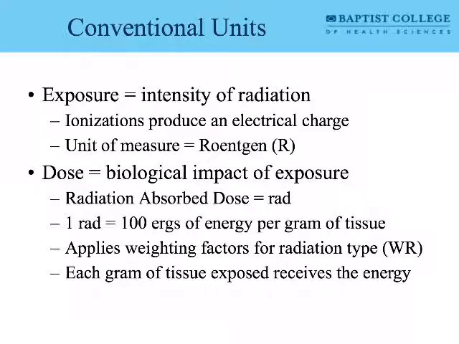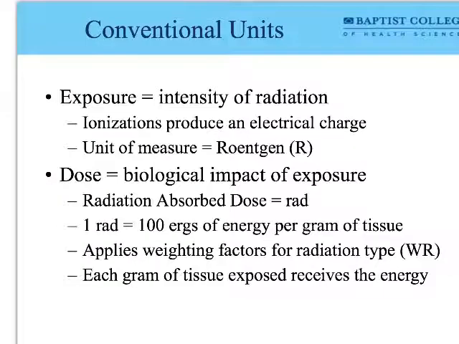So let's start out with these conventional units. Exposure. One of the easiest ways we can think about exposure is it is the intensity of radiation. Exposure is generally measured as an electrical charge in air. So our textbook talks about the intensity of a radiation incident on a surface, but generally it is measured as the radiation within a volume of air. That's how the SI units measure it.